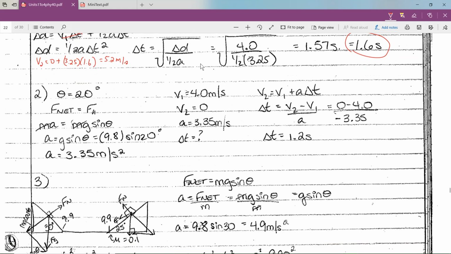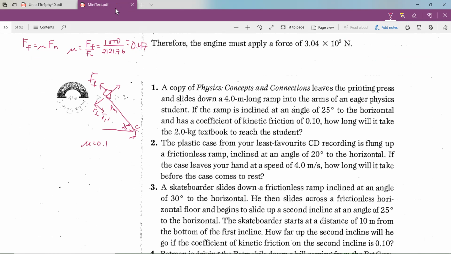Let's look at example 2. A plastic case from your least favorite CD recording, remember CDs, is flung up a frictionless ramp, inclining at an angle of 20 degrees to the horizontal. If the case leaves your hand at a speed of 4 meters per second, how long will it take before the case comes to rest?